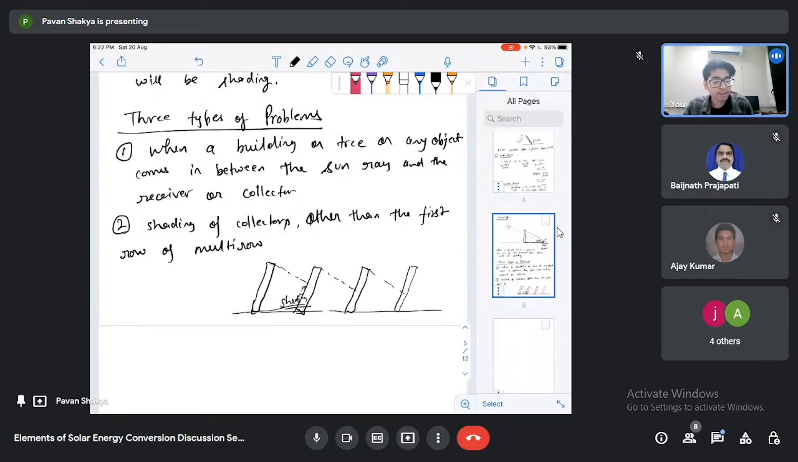I have written this other than the first row because in this type of problem you have to solve only for the second or third or the later rows, because there will be no shading from the previous, or sorry, behind panels on the first row. That is why.